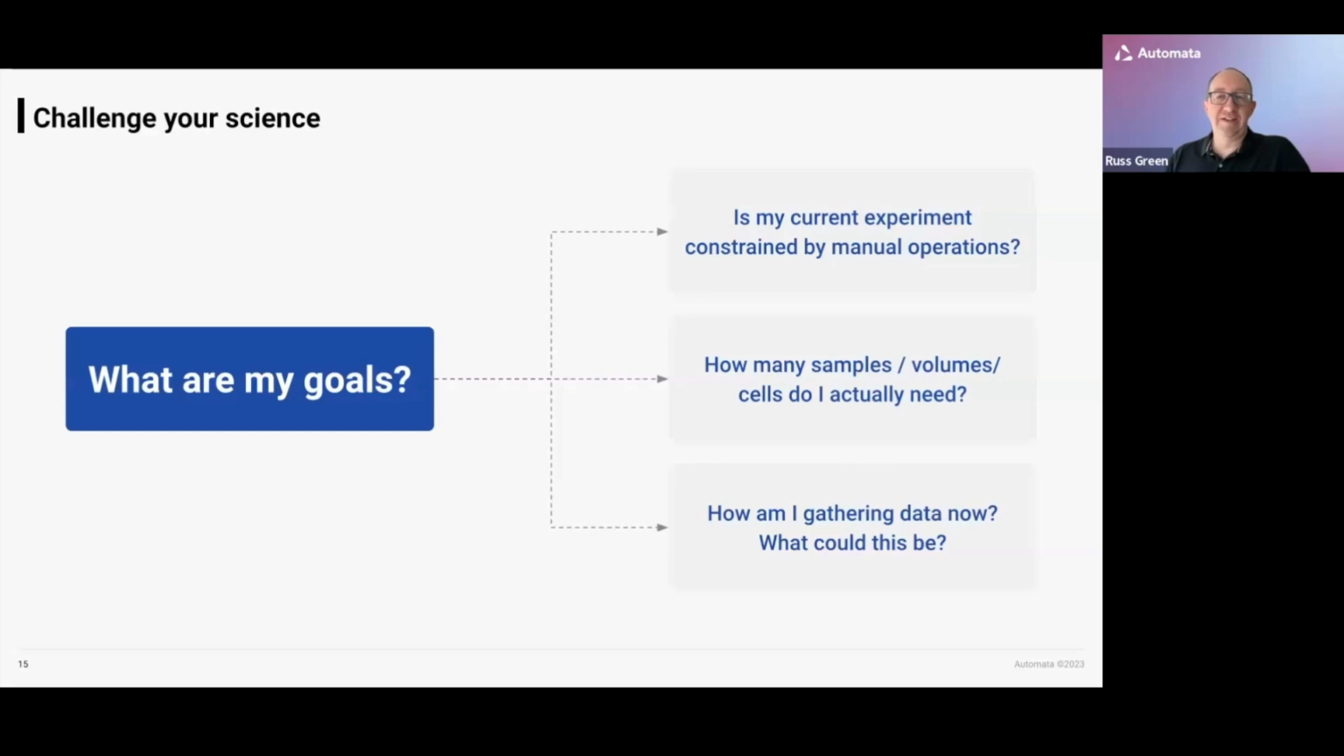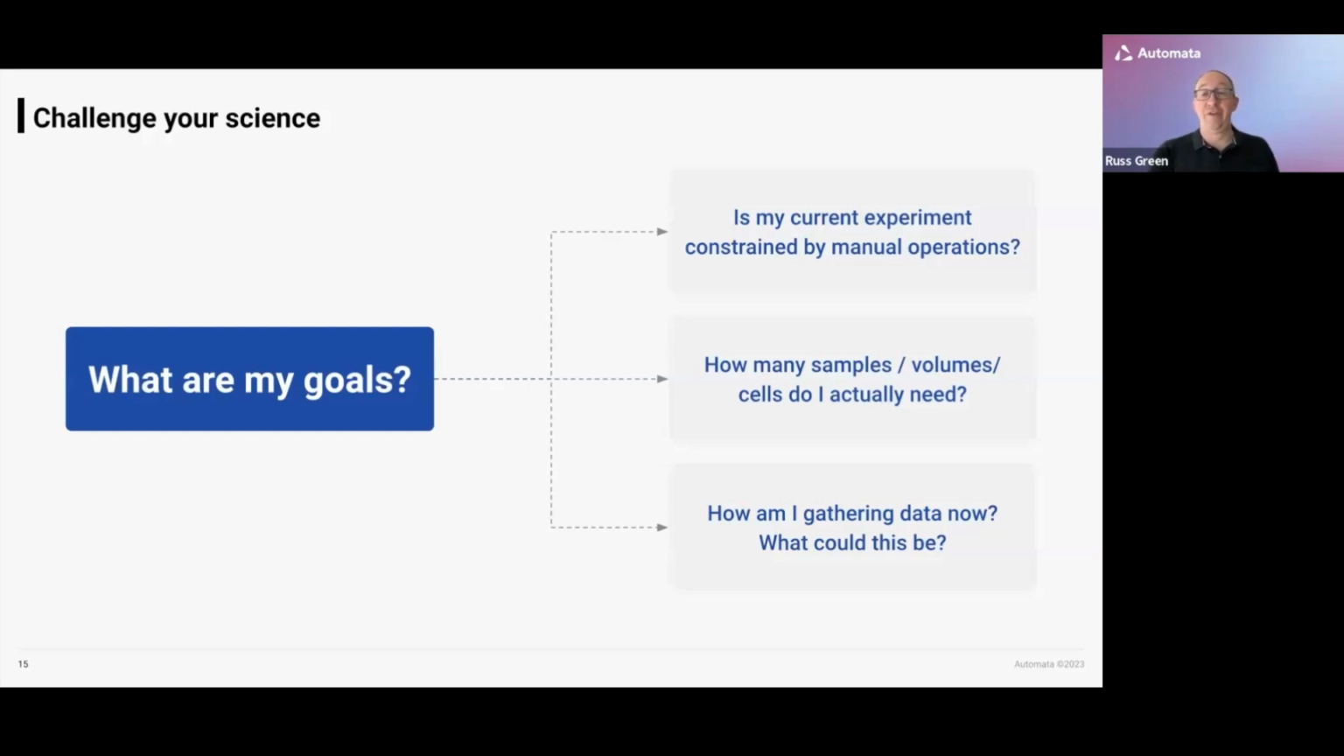And how am I gathering data now, and what could this be? I think this is another really interesting one for me, where we are often constrained by the time we have when we're currently carrying out an experiment. And that might force us to only gather a certain data set. I'll speak about cell line development a little bit later on, but when you speak to people doing that kind of experimentation, seeking out a high-performing cell line from a pool, if you ask them what they would do if they waved a magic wand, it would be, I would love to have a larger data set to make a decision on, but I just can't do that manually. And automation might enable you to do that.